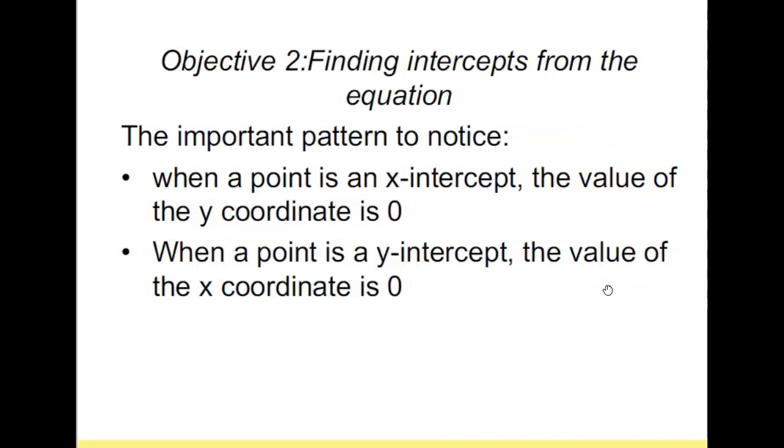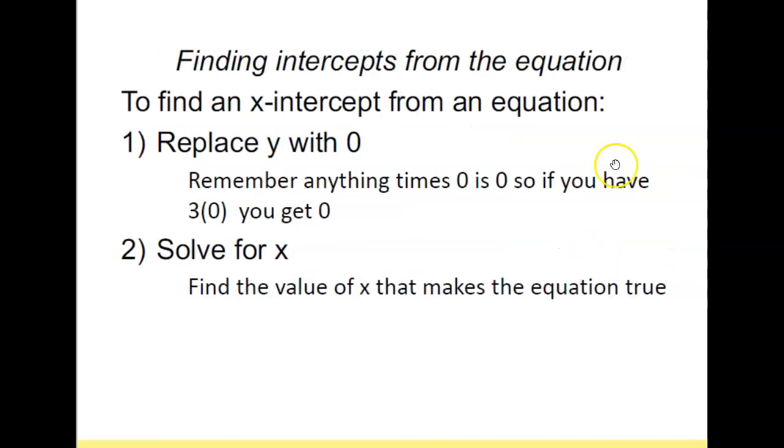That does become helpful. So we use that piece of information to take an equation and find the x-intercept and find the y-intercept. If I'm looking for an x-intercept, I'm going to replace y with 0, and that'll get rid of the y in my equation because it'll be 0, and I'll just have x in the equation, and I can solve the equation to find the x-intercept. So I solve it for x.